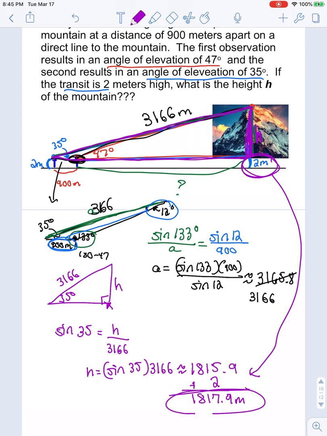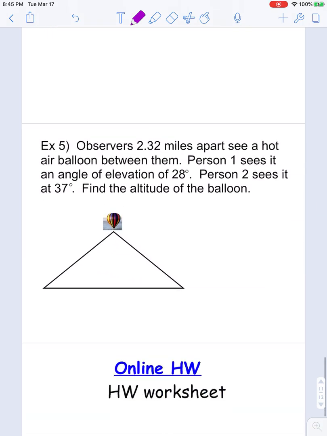So these are nice, good, very multi-step problems where you might have to use a combination of skills. Just think about what information you're going to be able to find. Really look for all of those angles to help you find as much as you can.